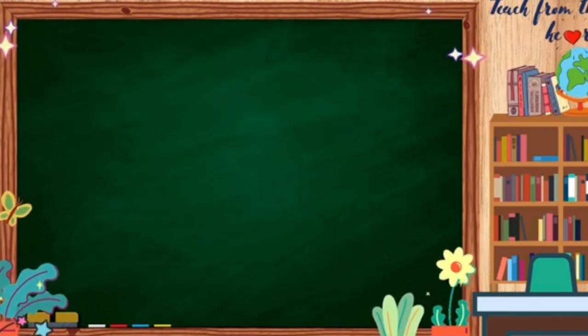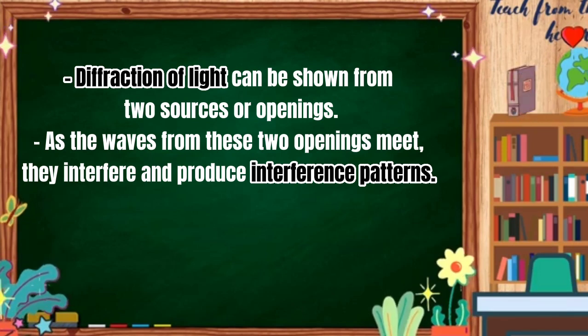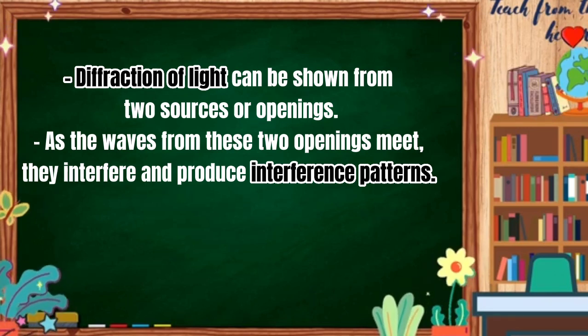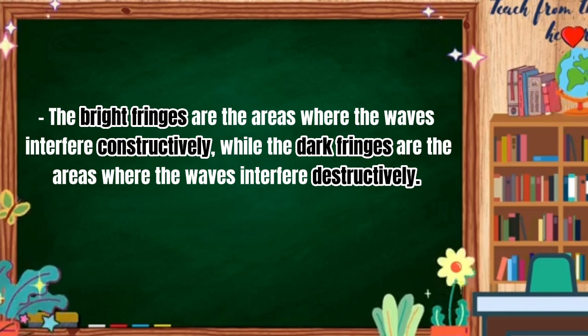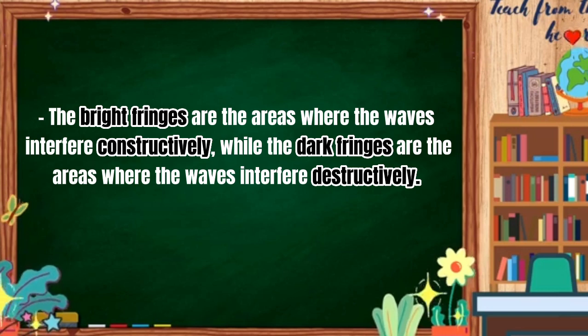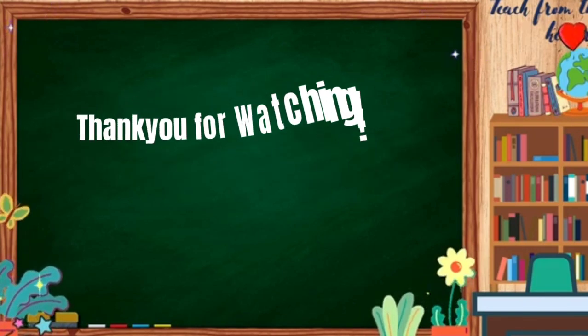In summary, interference of light can be shown from two sources or openings. As the waves from these two openings meet, they interfere and produce interference patterns. The bright fringes are the areas where the waves interfere constructively, while the dark fringes are the areas where the waves interfere destructively. That's all for today's lesson.